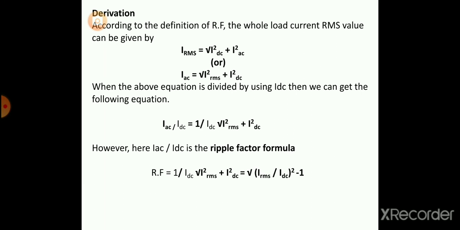Next, there are some derivations. We have already studied RMS values, root mean square, then DC values, etc. Now, we are going to derive the ripple factor, the efficiency, etc. in the next class.